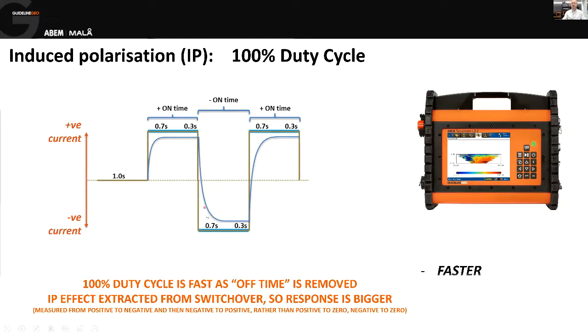And also it's much faster because we don't have an off period, which means that we can repeat the measurement more often. And the IP effect, these changes that we're looking for are very, very subtle, very small. And so anything that we can do to improve the signal to noise ratio, which we do when we repeat a measurement and then average the result, anything we can do to improve that signal to noise ratio will give us a better data set at the end of the day.